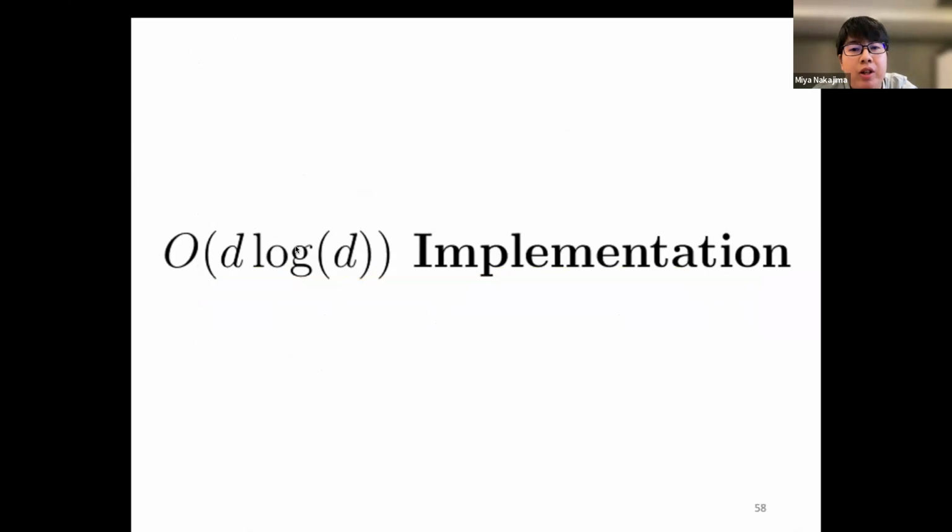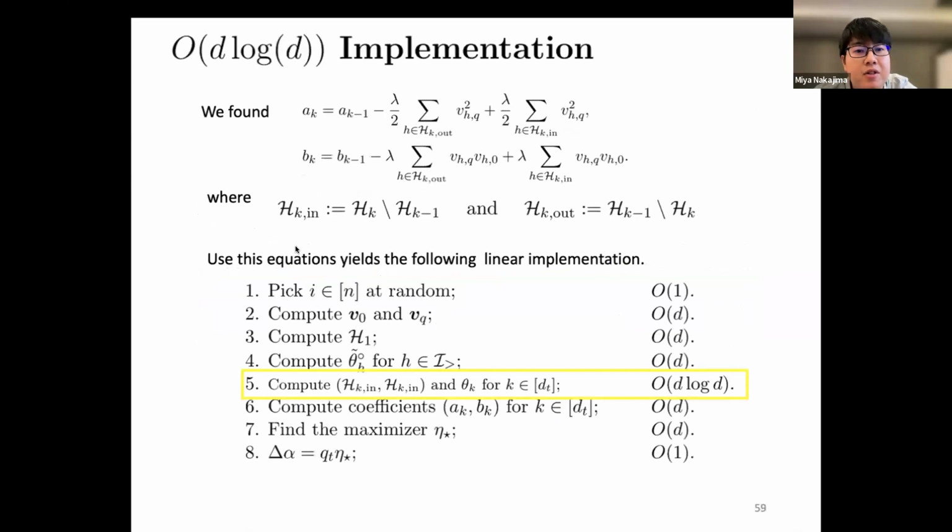Furthermore, upon careful analysis, it was also revealed that one iteration of SDCA can be constructed at a computational cost of order of D log D. This is the order of D log D implementation. Specifically, by configuring it this way, we can find a dual variable that maximizes the lower bound at a computational cost of order D log D.